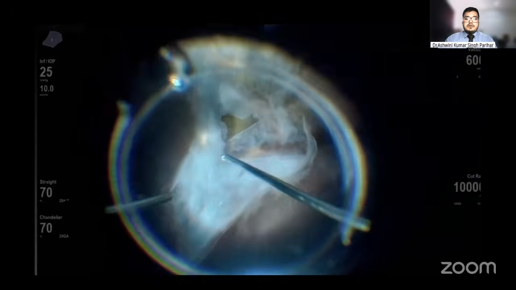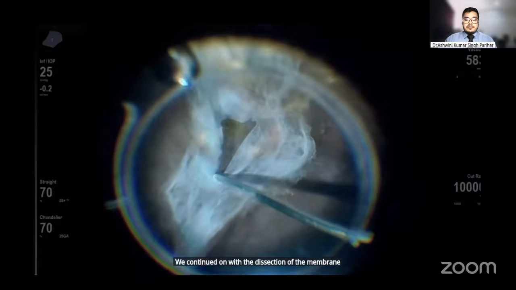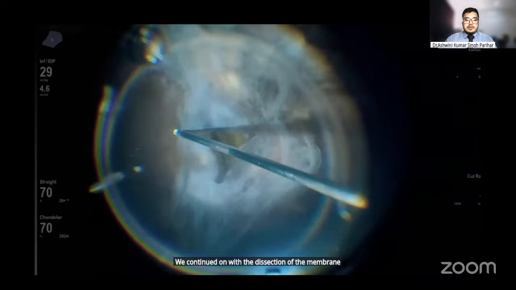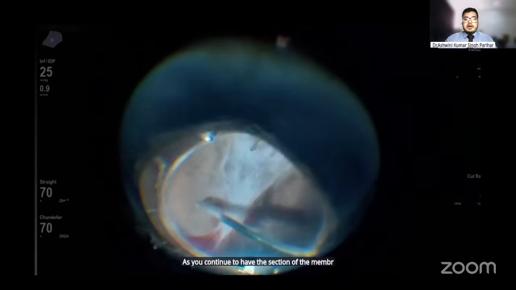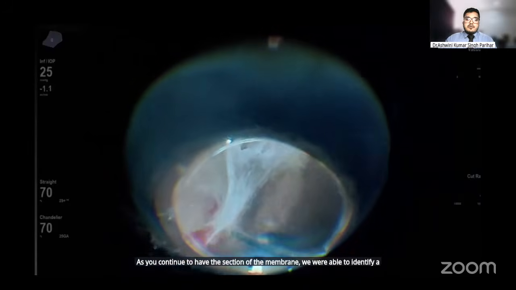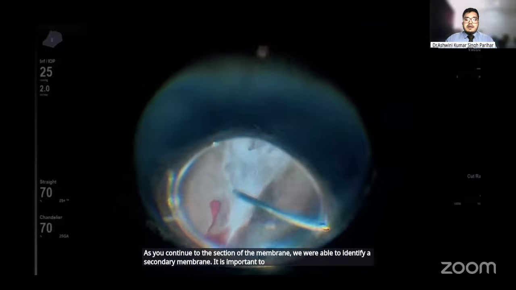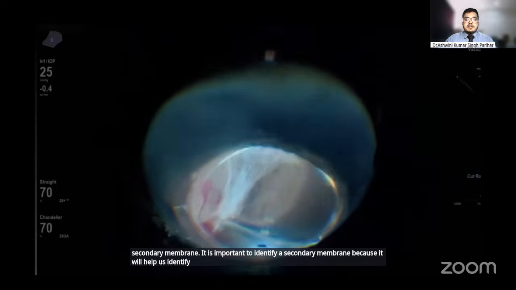We continued on with the dissection of the membrane. As we continued the dissection of the membrane, we were able to identify a secondary membrane. It is important to identify a secondary membrane because it will help us identify a proper plane for further dissection.